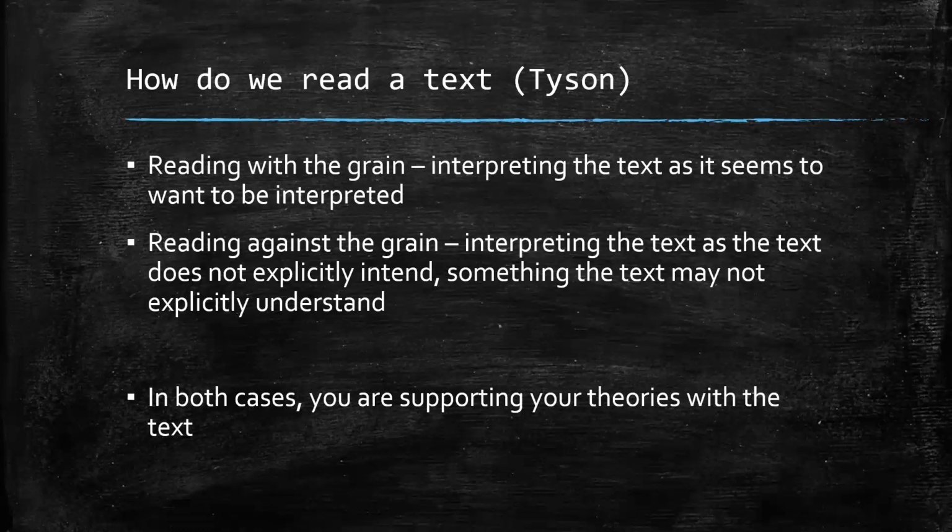However you read a text, you're always supporting your theories with the text. Either approach, you are going back to what the text says. You're not importing ideas that are not in the text. So the key in critical theory is always, what does the text say? And how can I connect that to broader ideas in the culture, broader contextual ideas? And these are the kinds of things we'll be discussing throughout this course.